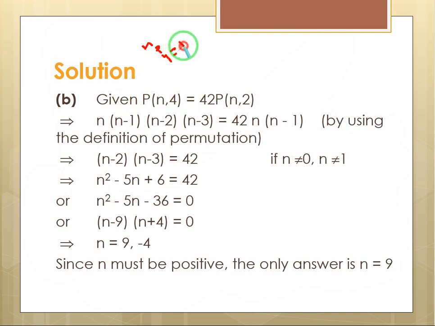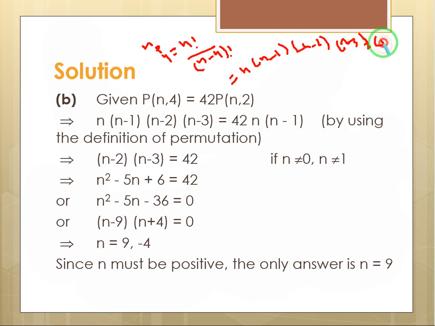So we can write n factorial divided by n minus 4 factorial. Now we need to open n factorial up to n minus 4: n factorial is n into n minus 1 into n minus 2 into n minus 3 into n minus 4 factorial. So n minus 4 factorial divided by n minus 4 factorial is going to be cancelled. What remains is n into n minus 1 into n minus 2 into n minus 3.